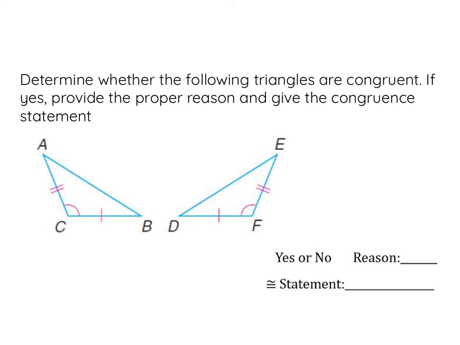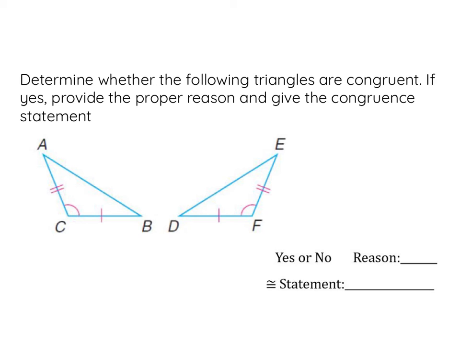Okay, lastly, we're going to look at a couple that are going to say determine whether they're congruent. If yes, give me a reason and write a congruence statement. Okay, so three parts here. First, we say yes or no. Second, we write a reason, and our reason would either be side, side, side, or side, angle, side, and then we write a congruence statement.